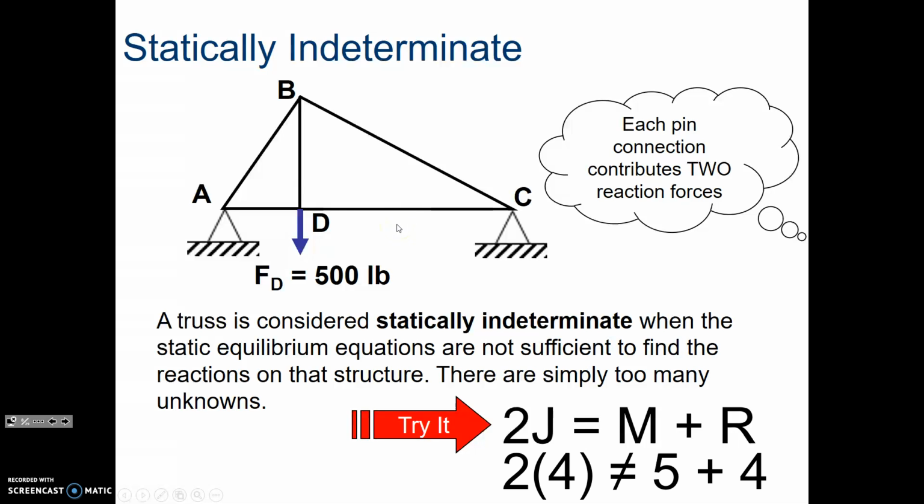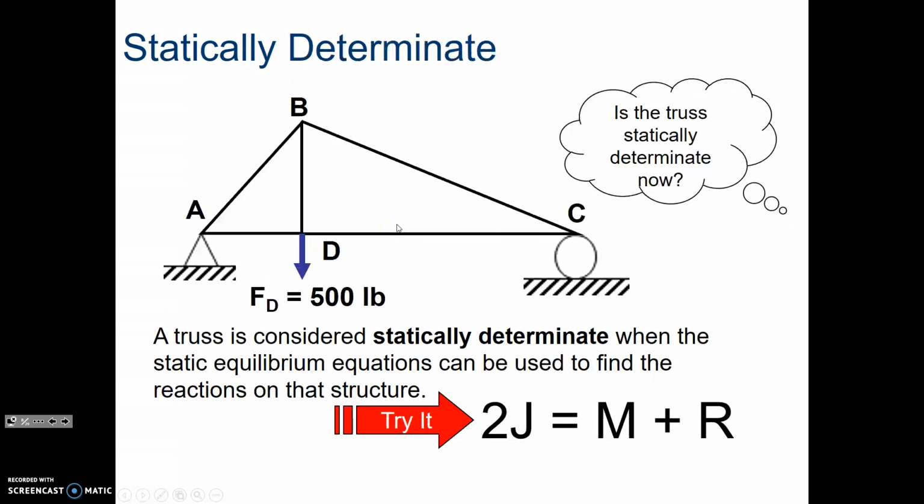8 does not equal 9, so that does not work. But as soon as you put a roller here, this truss is now statically determinate. 1, 2, 3, 4, 5 members. Now it's 3 reaction forces.